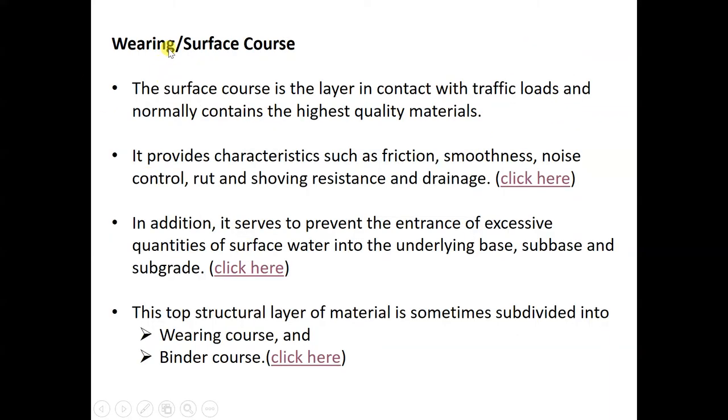Okay, first we look at the wearing or surface course. The surface course is the layer in contact with the traffic loads and normally contains the highest quality materials. So in terms of cost, the surface course is the most expensive, per square meter or per cubic meter, compared to the base course or sub-base. It provides characteristics such as friction, smoothness, noise control, rut and shoving resistance, and drainage.